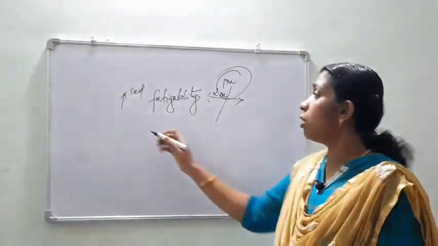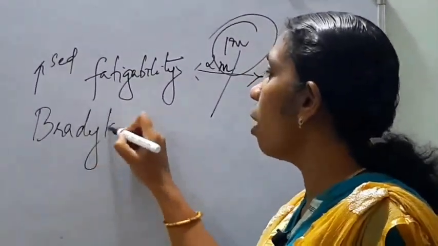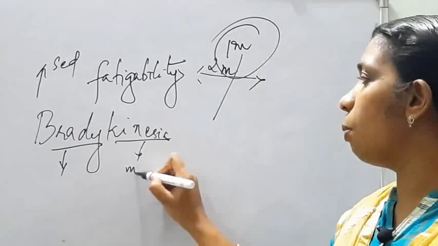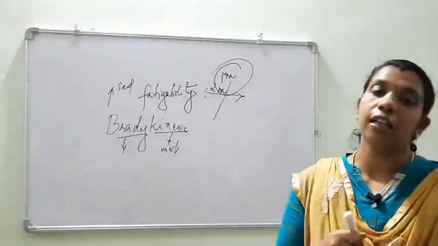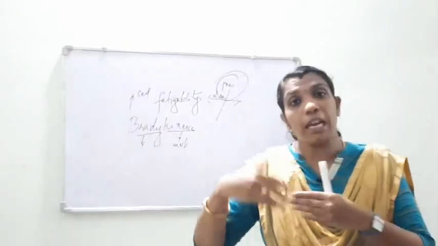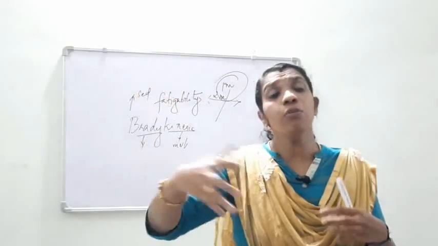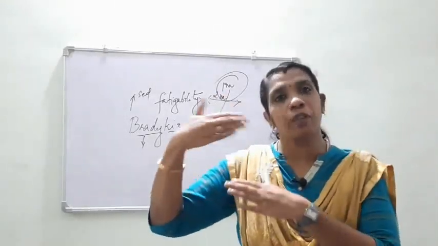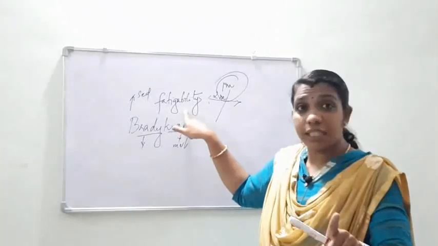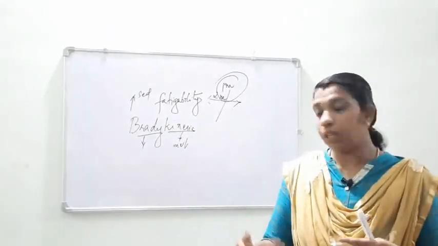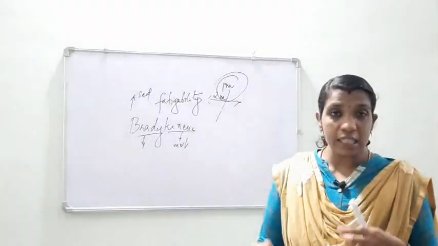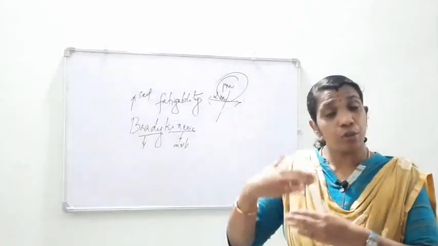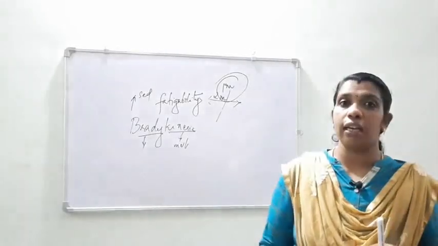Then the second term is bradykinesia. Brady means reduced and kinesia means movement. So in bradykinesia, the person will have reduced movement, that is, the power will be reduced and he will take more time to get the maximum power. He will start with less power, and as the time increases, the power will get more. But in increased fatigability, at first there will be power and as the activity goes on, the power will be reduced; sustainability is less. In bradykinesia, at first the power will be less and he will have to wait for a long time in order to get the maximum power.